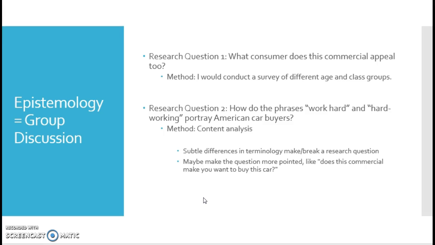One of the respondents stated something that is so important when you're thinking about research questions and how that fits with methods. And this was that subtle differences in terminology make all the difference in the world in a question. And this is so true. So one of the ways that subtle difference matters is thinking about what it is you really want to know more about.